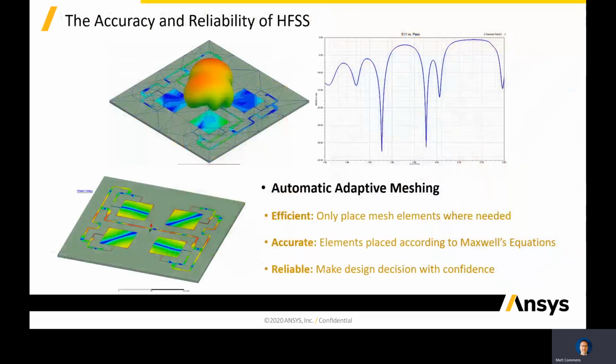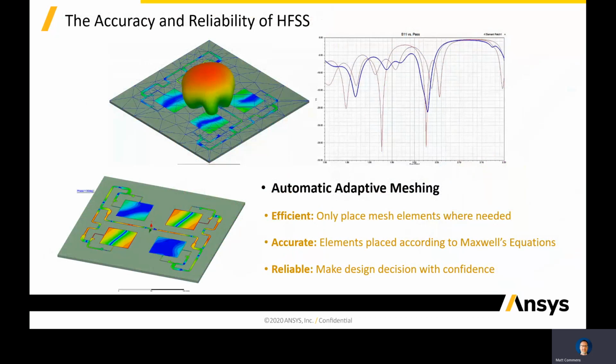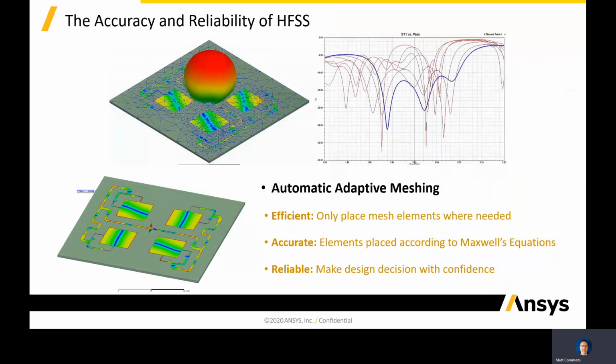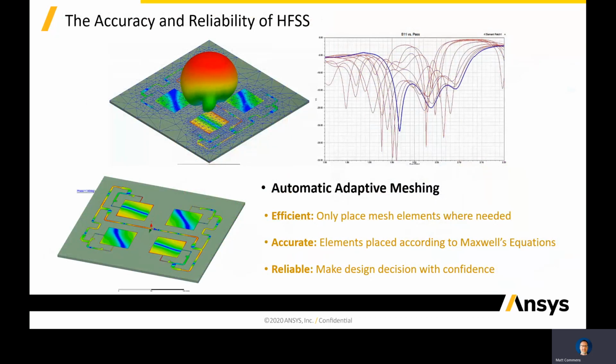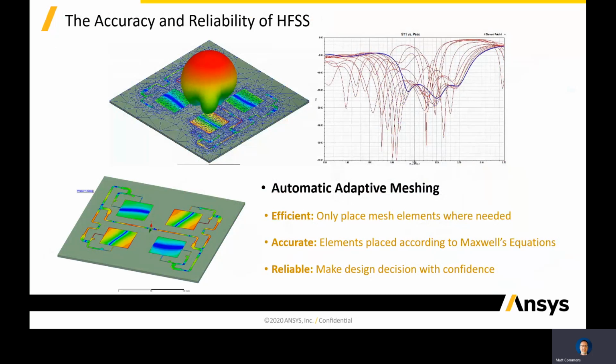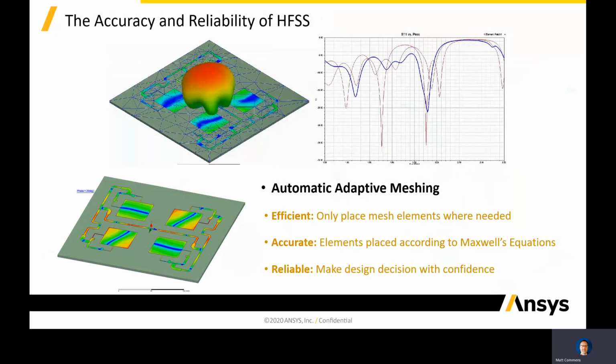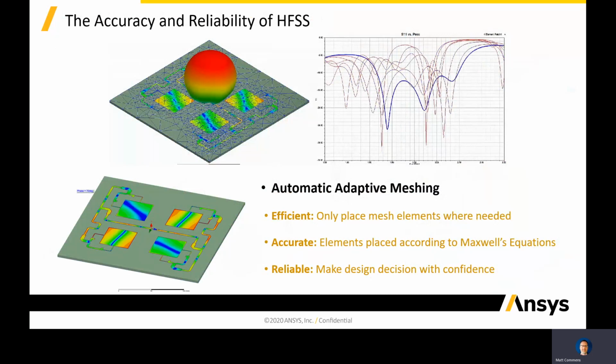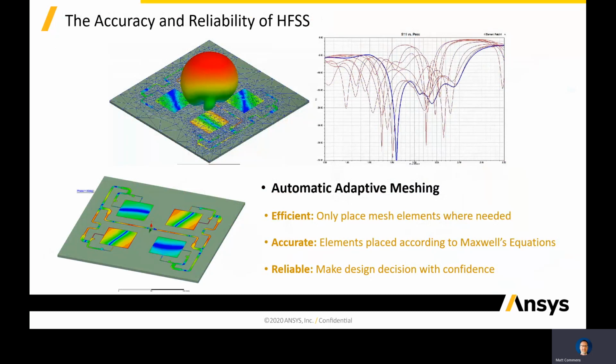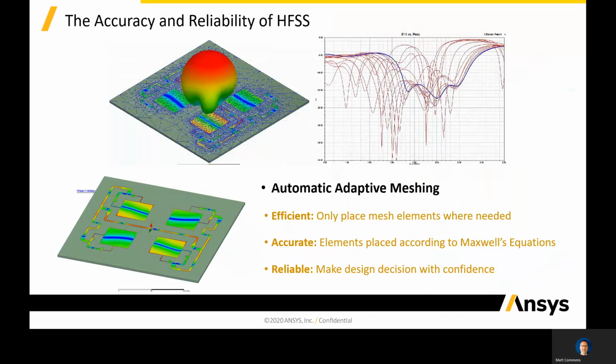Now, this presentation is going to be focusing on HFSS, and with HFSS, let's remember the one real value of HFSS, which is the accuracy and reliability that comes to us from automatic adaptive meshing. Here we're seeing an example of a 4-element patch antenna with its mesh being adaptive and its return loss stabilizing to its final value. Automatic adaptive meshing gives us an efficient solution by only placing mesh elements where needed, an accurate solution by having those elements placed according to Maxwell's equations, and ultimately delivering reliable results so you can make design decisions with confidence using HFSS.